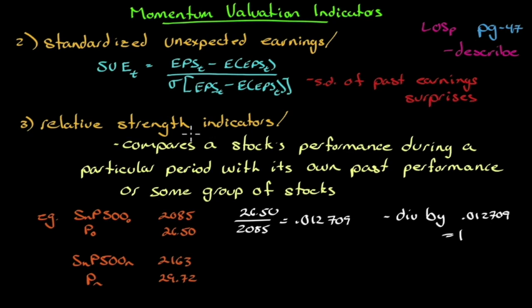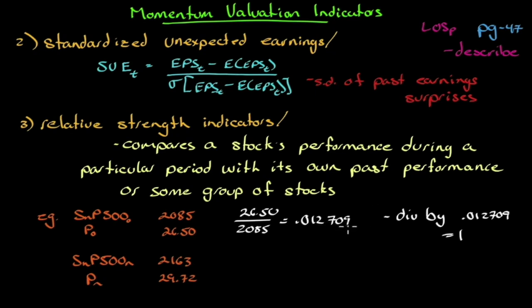The third one's called a relative strength indicator. It compares a stock's performance during a particular period with its own past performance or some group of stocks. Let me give you an example of a popular way to create one of these and track one. Let's say you're judging a stock against the S&P 500. The S&P 500 has a price of $2,085, and the price of the stock is $26.50. So if you divide $26.50 by $2,085, you get 0.012709. Let's say that's your starting point.